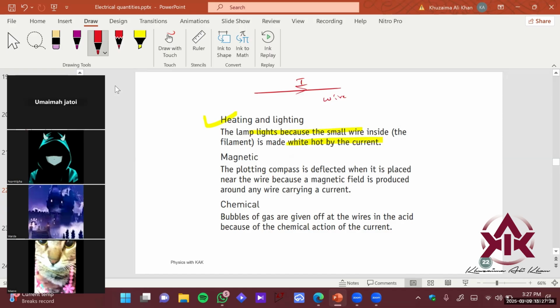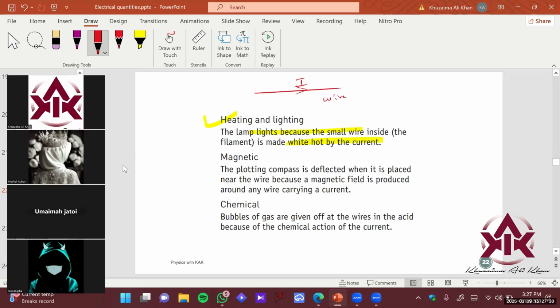So it has a filament inside it or an LED, which when it glows, basically produces heat energy, right? So that is the effect of current flowing through a lamp or a bulb. And when the current passes through a compass, it is going to cause deflection over here. We will see that is basically the reason of electromagnetism.